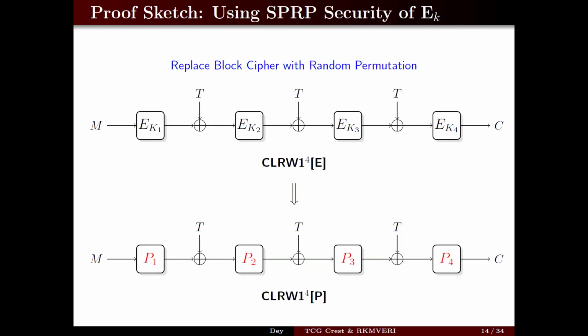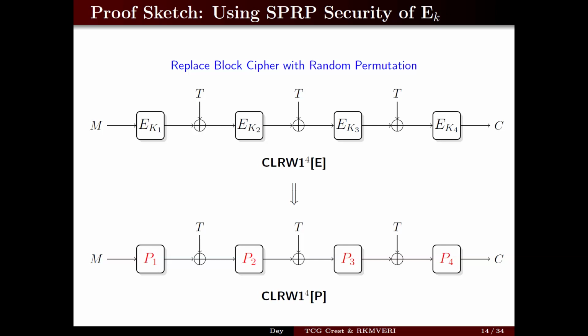Now I will try to briefly sketch the proof of our security result. The first obvious step is to replace the 4 block ciphers with 4 random permutations. We can do this because these 4 block ciphers are pseudo-random permutations, and our target is to upper bound the advantage of this construction, which is CLRW14P. We will do this in the STPRP security model, which we have already discussed before.